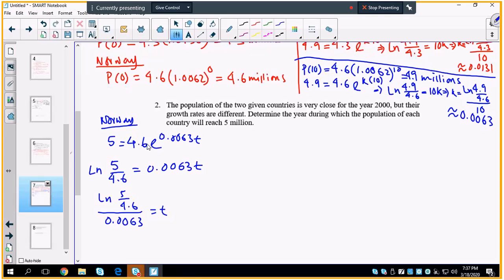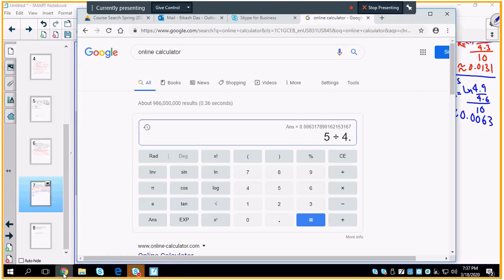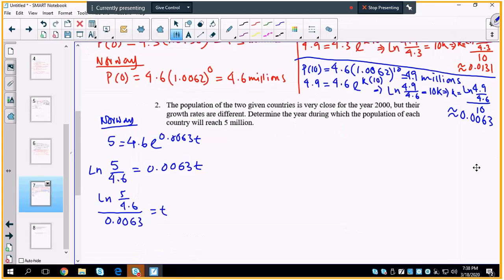So let's do that in our calculator. Divide by 4.6, and then I take the natural log of this answer, and finally I divide it by the growth rate, which is 0.0063, and round to the nearest whole number. So that's around 13 years. So t is around 13 years from 2000. So we'll say that around 2013, Norway's population will be 5 million.